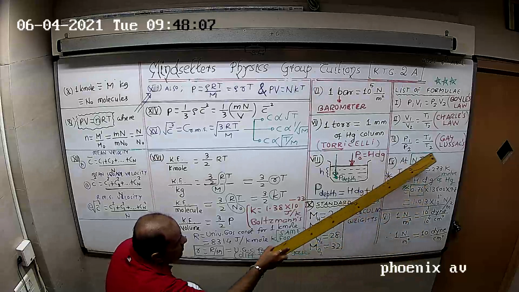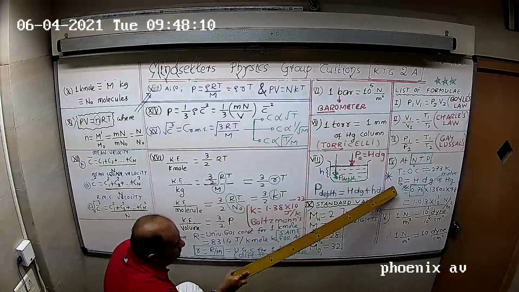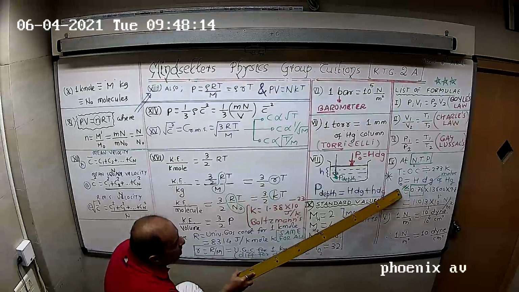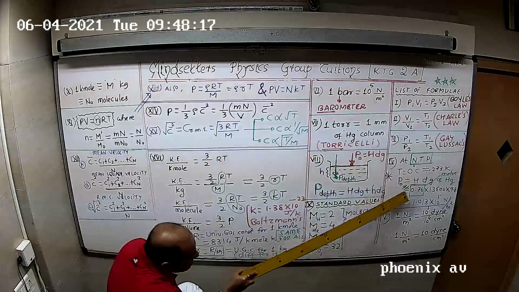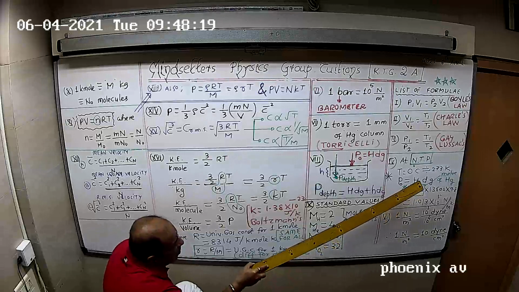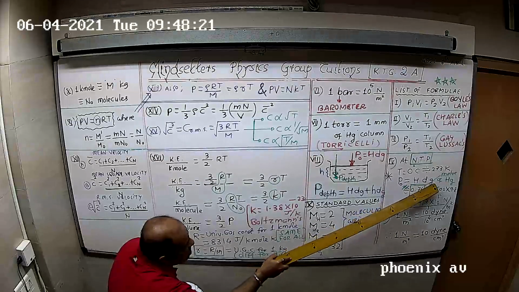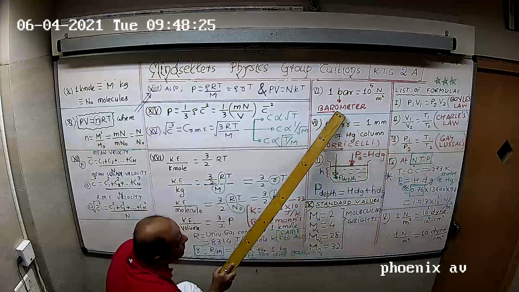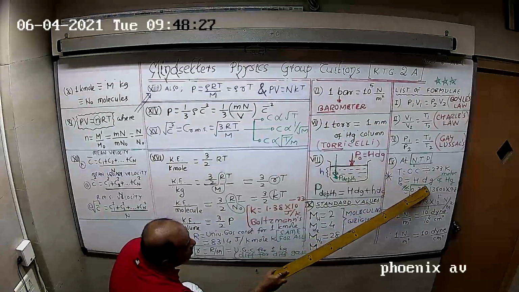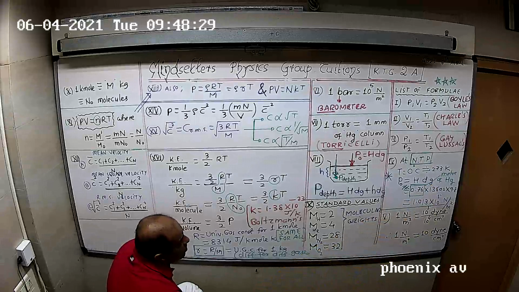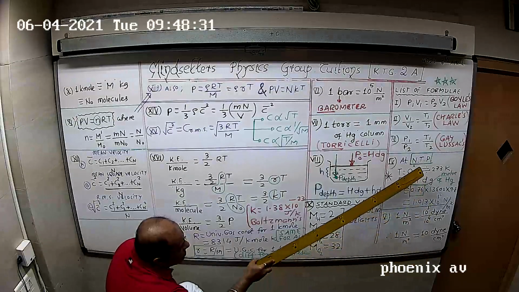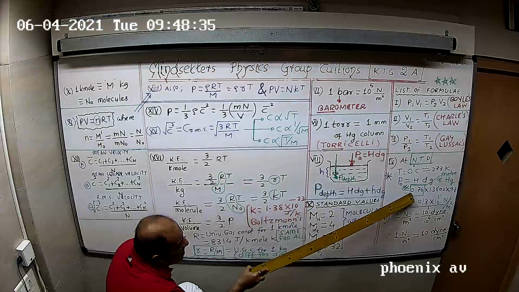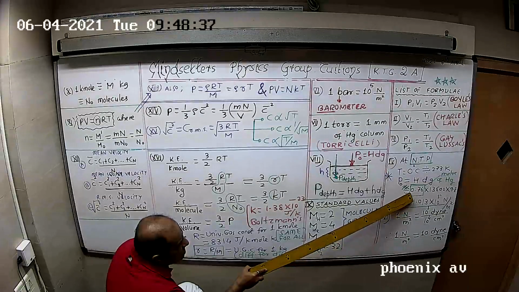Next, normal pressure is given by P naught. You can use P also actually, but P naught is better. P naught is pressure at 0 degrees Celsius. This is given by the formula hdg. h means height of mercury in barometer, d means density of mercury, and g is acceleration due to gravity for Earth. That means this is 0.76 meter or 76 centimeter or 760 millimeter.